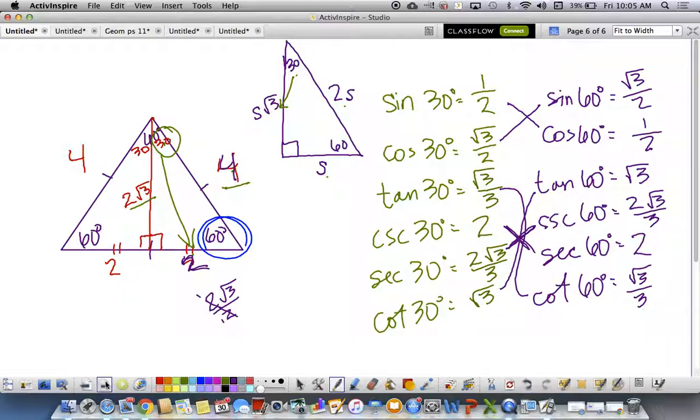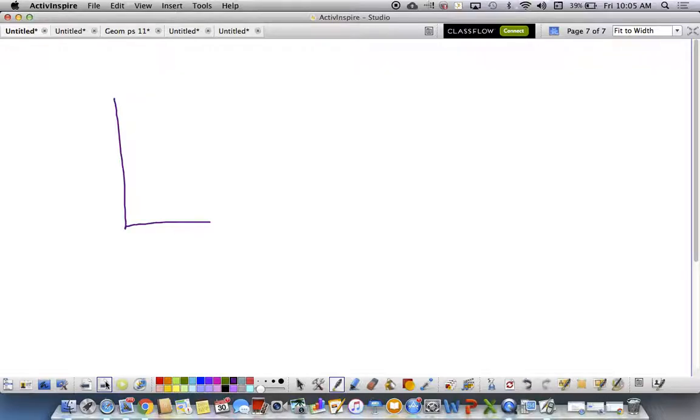Yes. So could I make a 30, 60, 90 triangle with a 1, a 2, and a square root of 3? It's always going to be the same answers. Always. Even if I did 7, 14, and 7 square root of 3, every bit of it will reduce.